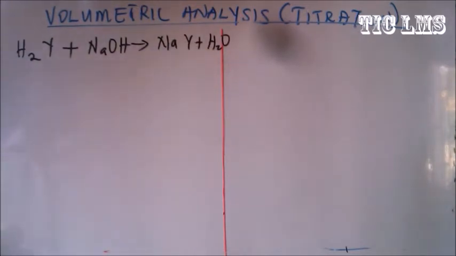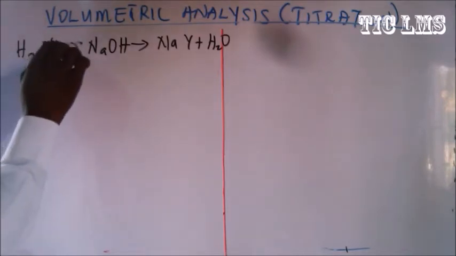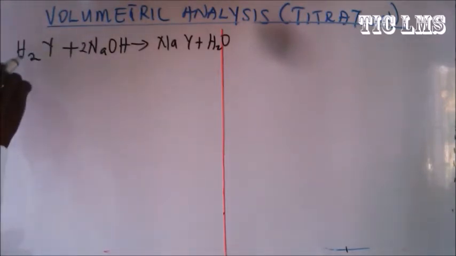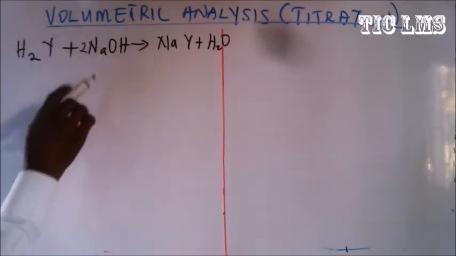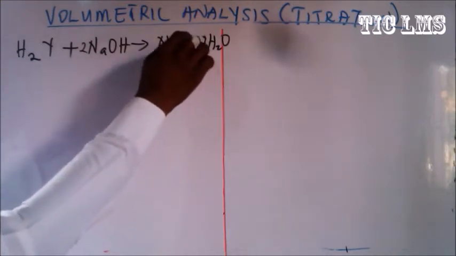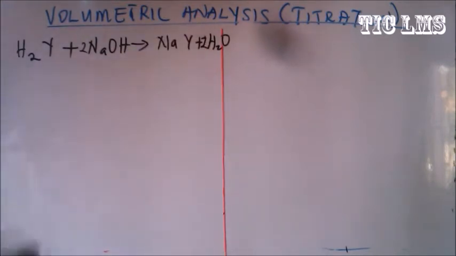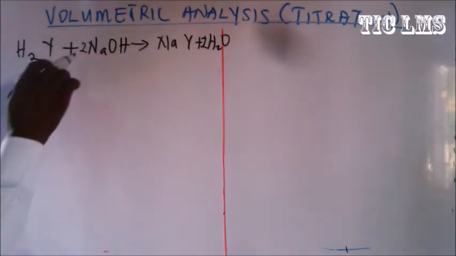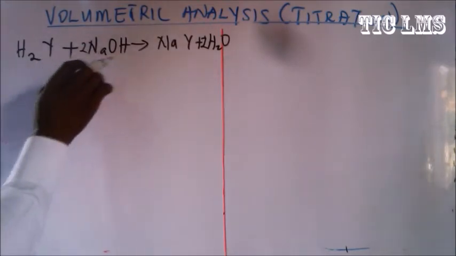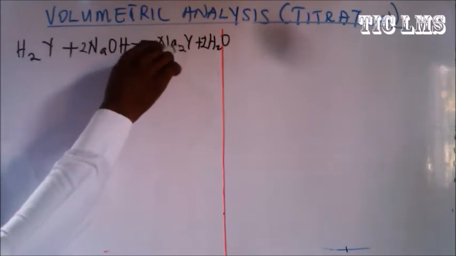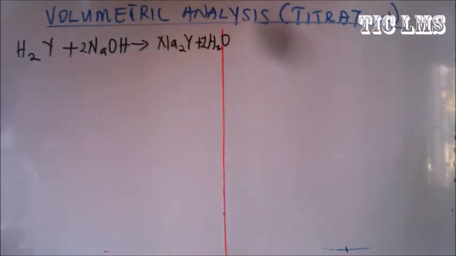But here we have just 2 of hydrogen. So to balance up the hydrogen, we could place 2 over here. We have 2 hydrogen and 2 hydrogen making 4, and then we have 2 over here making 4 hydrogen. Then we have 2 oxygen here, and we have 2 oxygen here. We have 2 of sodium here, and we have 1 of sodium here. So this has to be Na2Y. And that is what the salt would look like.